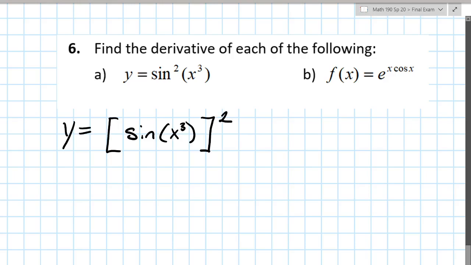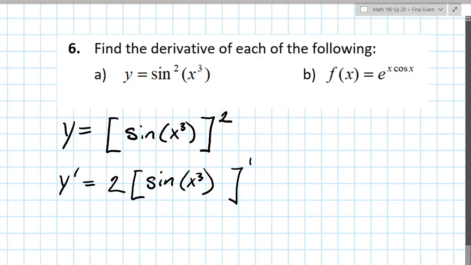So when I do this power rule problem and take the derivative, I've got the derivative of the outside function. So derivative of something to the second is 2 times something to the first using the power rule. Inside stuff stays inside times the inside derivative. Well, the inside function is the sine of stuff function.